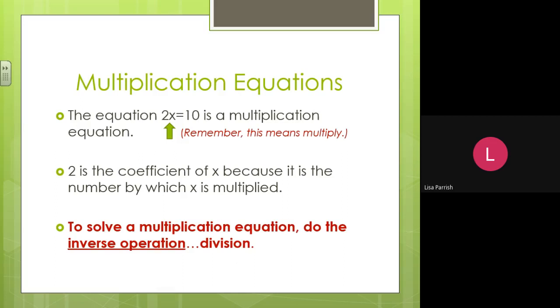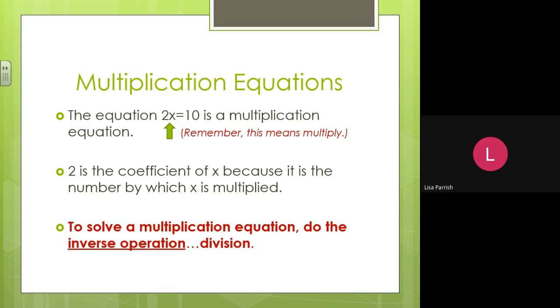Okay, what is a multiplication equation? The equation 2x equals 10 is a multiplication equation. Remember, when you have the number and the letter touching, like the 2 and the x are, that means to multiply. We've talked about that several times since we've started this unit on algebra. Anytime the number and letter are touching, it means to multiply. So you might want to write that down, especially if that's something that you have struggled with remembering. The 2 and the x together means to multiply.